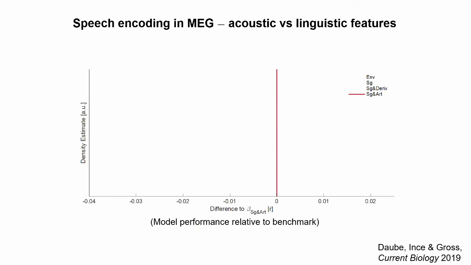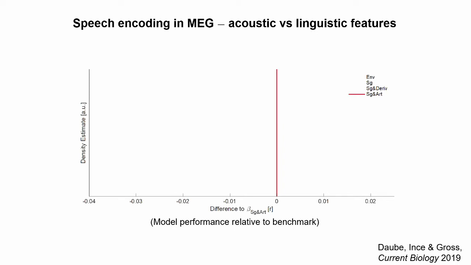That's a bit of a bummer. There's something missing here. I don't know why this happened, but for some reason, we don't see the actual results in this slide, which would have been that you would have seen posterior distributions of model performances, and they would have shown you that very simple models like the envelope and the spectrogram are on the left of this red bar.